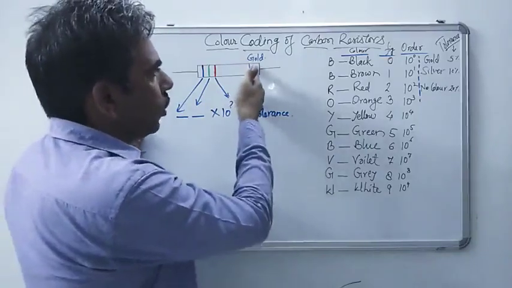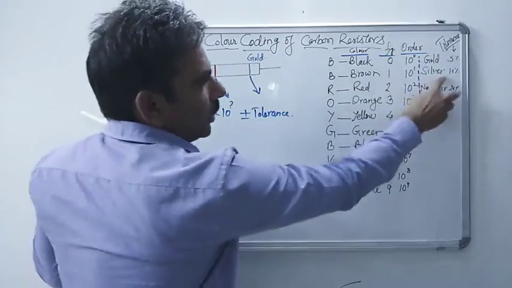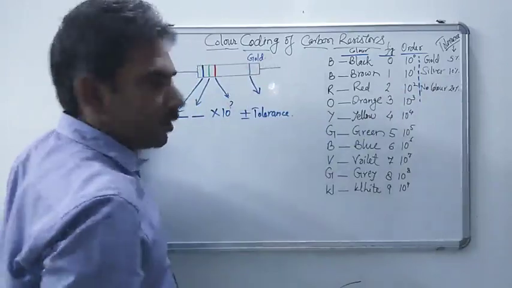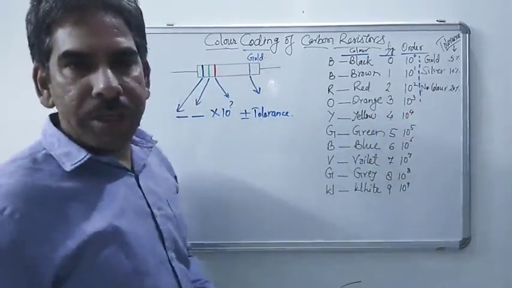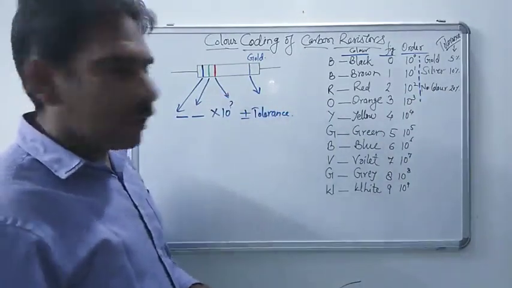If it is gold, then the tolerance will be 5%. If this band is silver, it will be 10%. And if there is no fourth color, no color over here, then the error is 20%. So I have made this representation of the color coding of resistance.